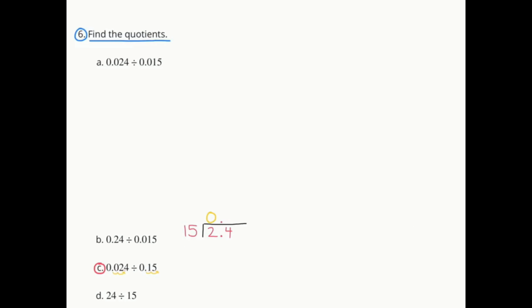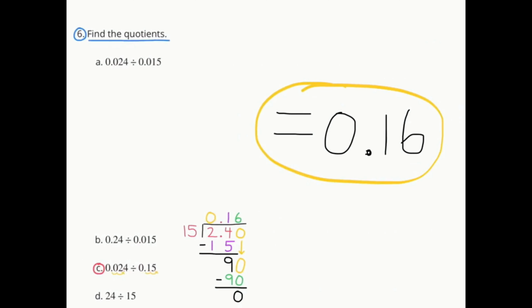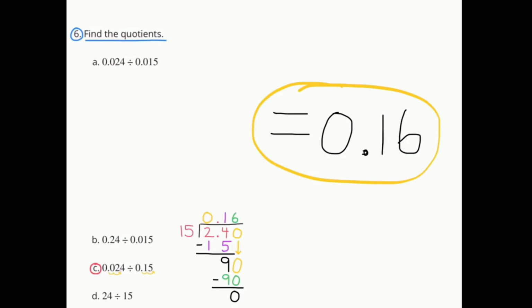15 goes into 2 0 times. 15 goes into 24 once. 1 times 15 is 15, and the difference between 24 and 15 is 9. Bring down the 0. 15 goes into 90 6 times, and 6 times 15 is 90, with 0 remaining. 24 thousandths divided by 15 hundredths equals 16 hundredths.